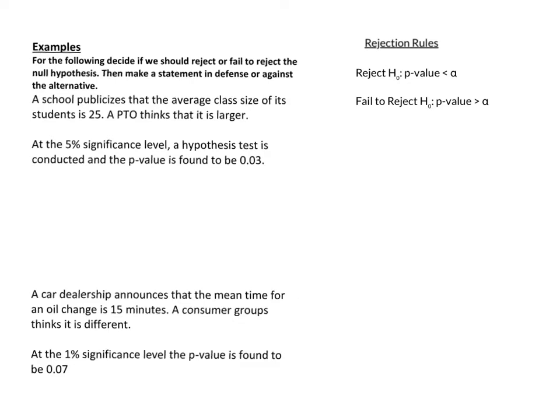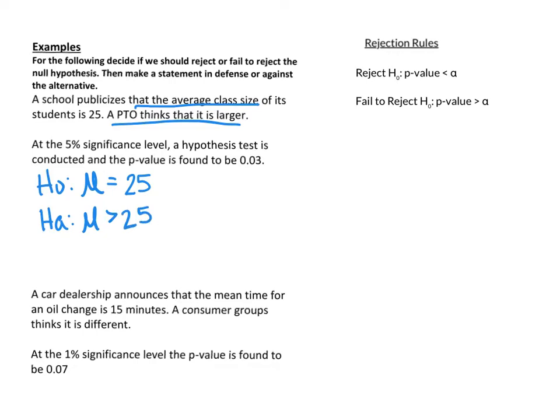It says the school publicizes that the average class size of its students is 25. And remember, for this, we're going to underline our parameter, which is that we're talking about the average class size. We know that our null, H naught, is mu equals 25. The alternative, HA, a PTO thinks that it is larger. So HA has to be mu is greater than 25.